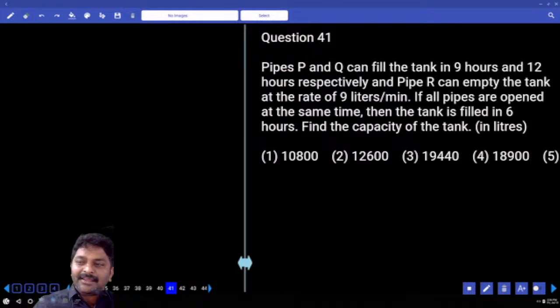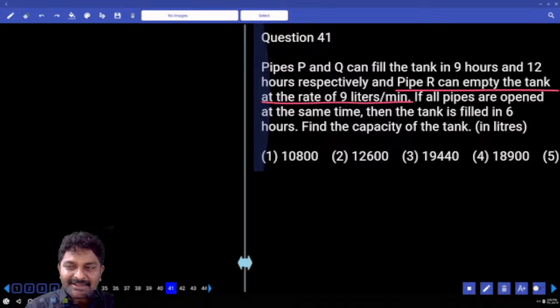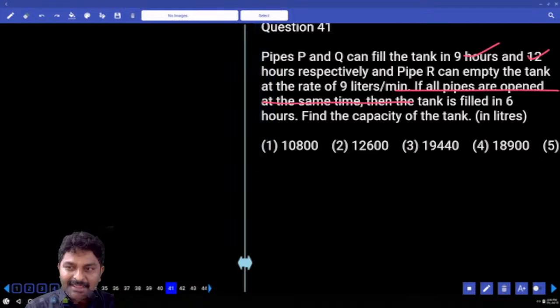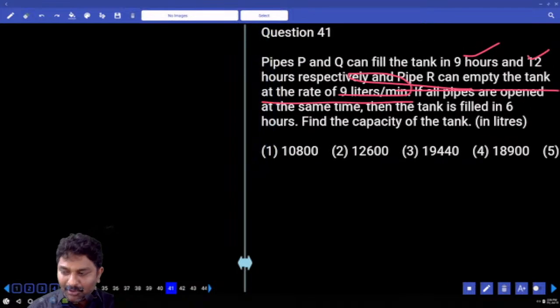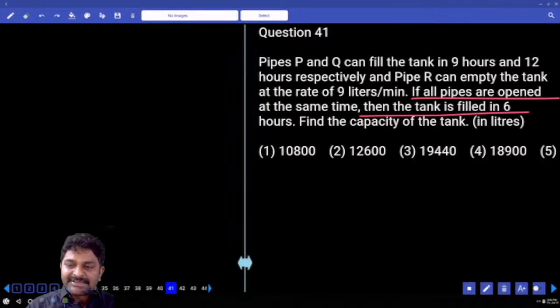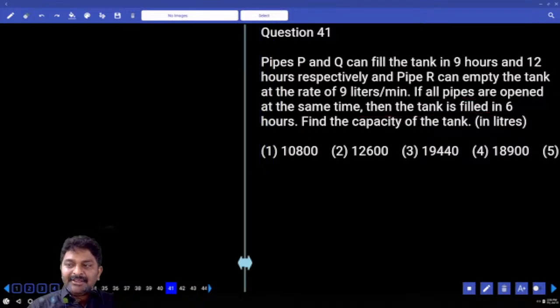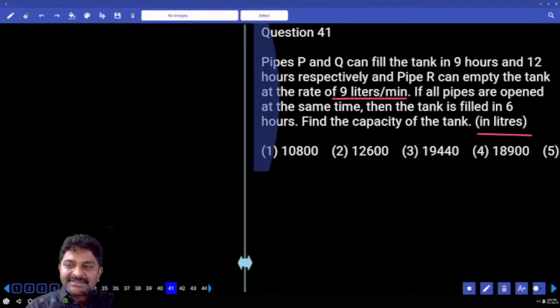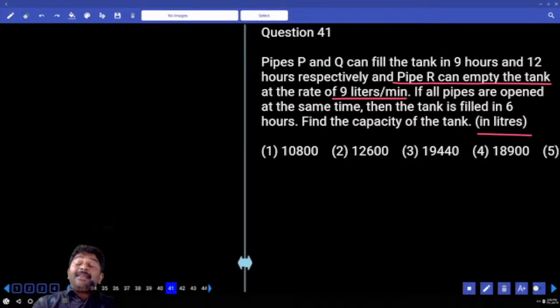P and Q can fill a tank in 9 and 12 hours respectively. Pipe R can empty the tank at the rate of 9 liters per minute. So the earlier two values are about time and this is about quantity of water. If all pipes are open at the same time, then the tank is filled in 6 hours. Find the capacity of the tank. So we know the liters information, and pipe R can empty 9 liters a minute. If you know the time taken by R to empty the tank, we can identify the answer.